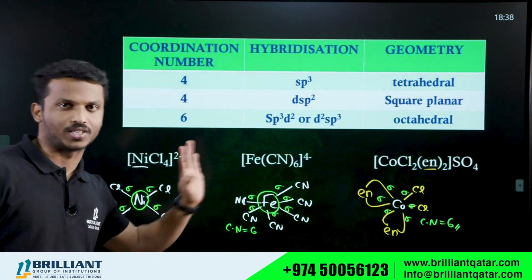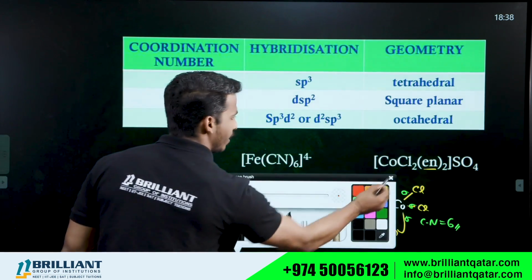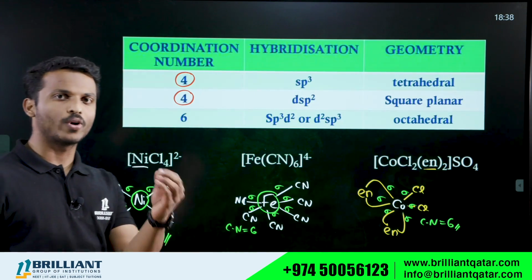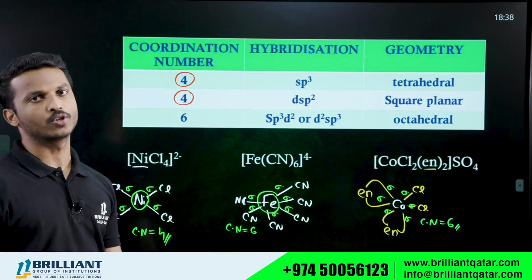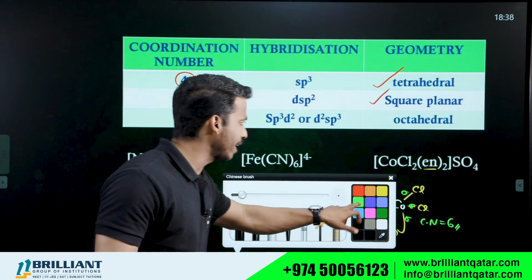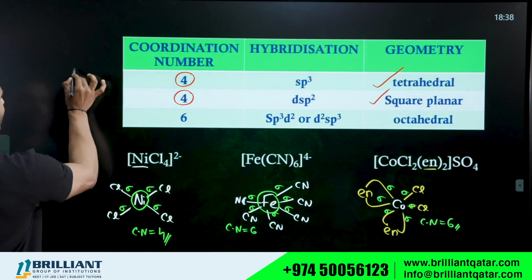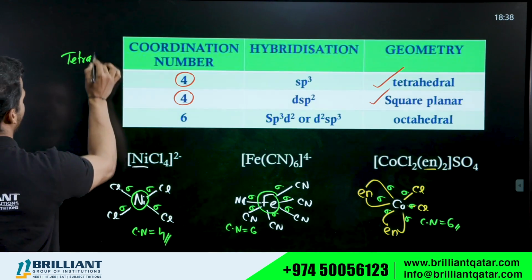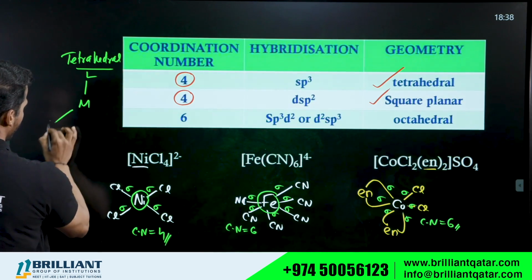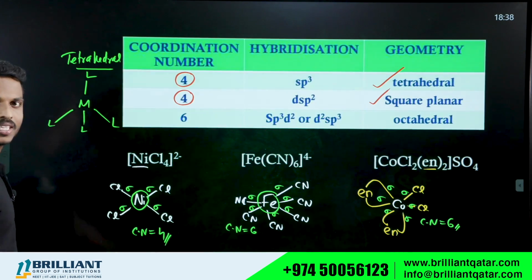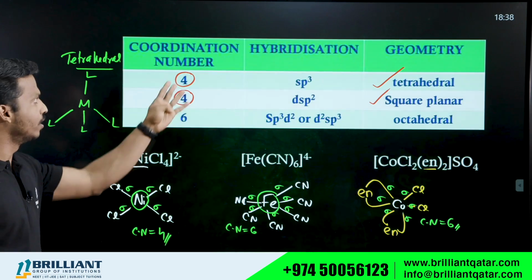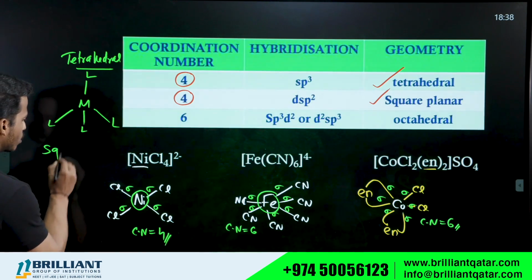Mostly they will ask you about 4 and 6. If the coordination number is 4, 2 structures are possible, either tetrahedral or square planar. Why? Let me tell you. What is the tetrahedral geometry? Tetrahedral means a metal atom with 1, 2, 3, 4 ligands. This geometry is called tetrahedral. 4 sigma bonds are there, therefore 4 here. The next structure is called square planar.